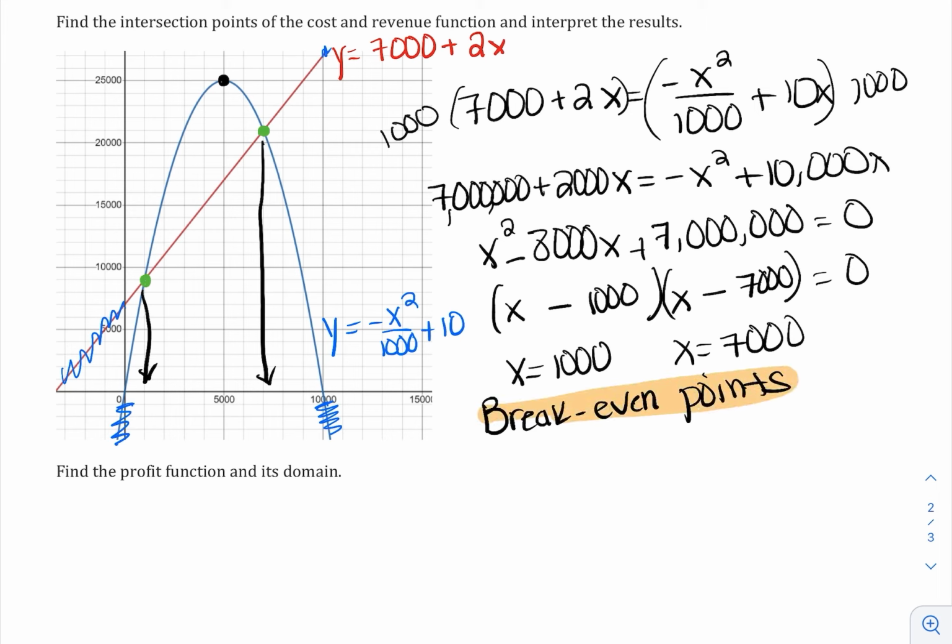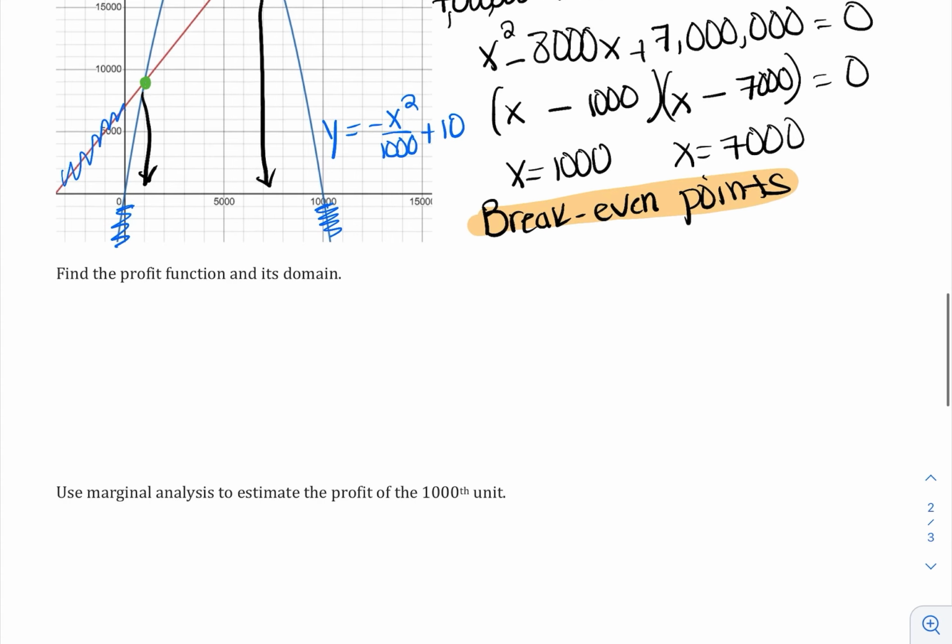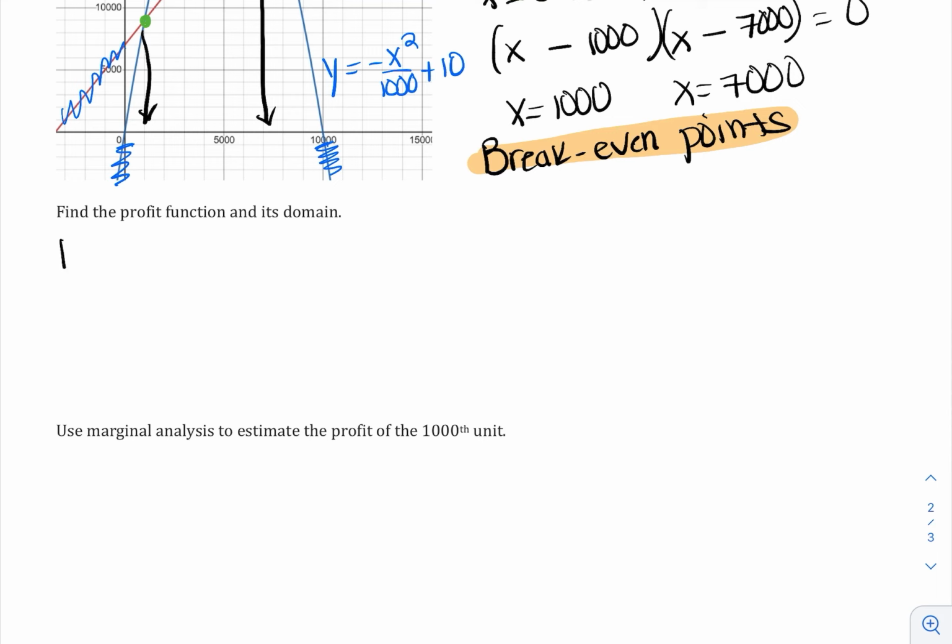Very important. And it makes sense. It's where you break even, right? Literally. Okay, so let's look at the profit function. So from last time, we have profit is equal to revenue minus cost. My revenue function was negative x squared over 1,000 plus 10x. I'm not going to forget it this time.